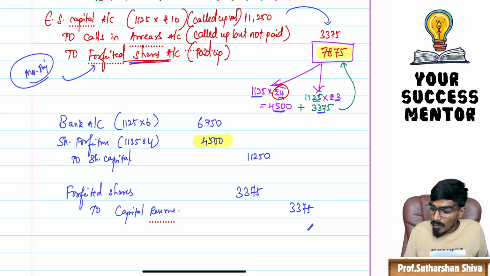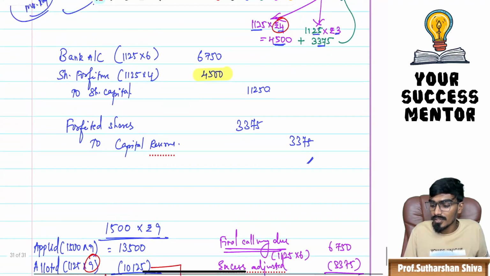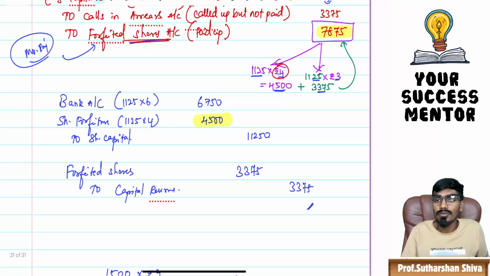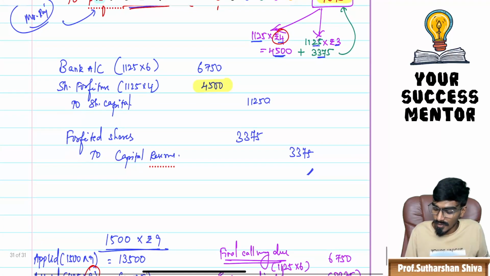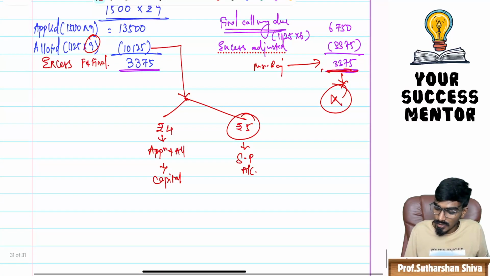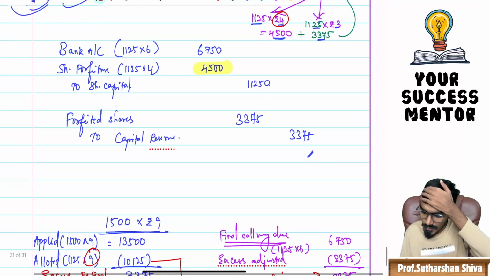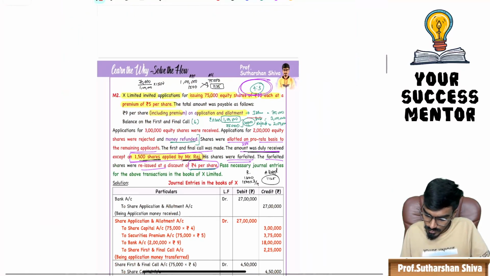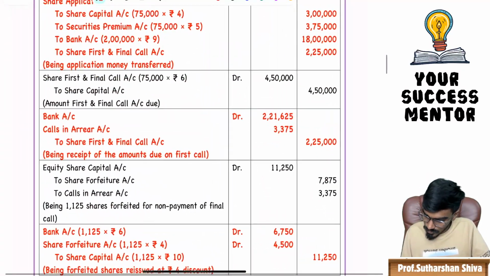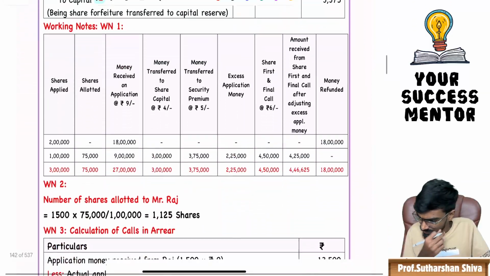So 1125 into 4 brings you 4500, and 1125 into 3 will give you 3375. Are you able to understand? Or are you still having a doubt? No, sir. Got it. Thank you. This will be the thing with respect to M2. Yes, all things are correct.